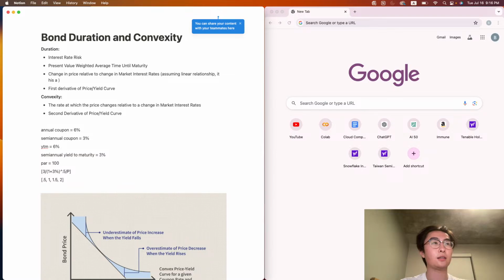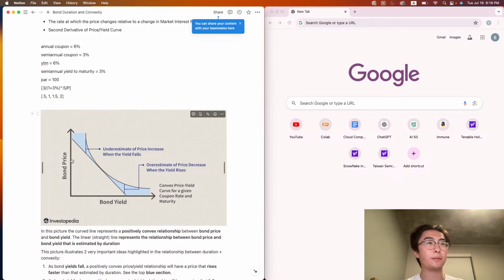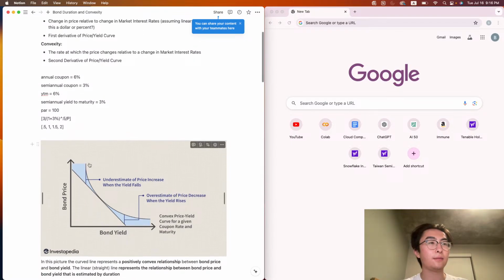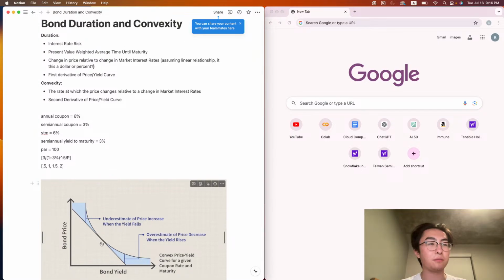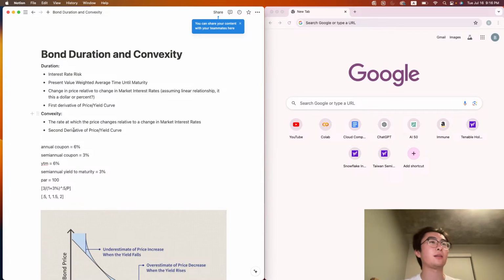Is this a percent? Maybe a percent of par. So I think it would be 97% or $97. Yeah, and I think the last definition is it's the first derivative of the price yield curve. So this is what the price yield curve looks like. This right here represents really the duration of a bond. So this straight line here, and this right here refers to the idea of convexity, which is the second derivative.